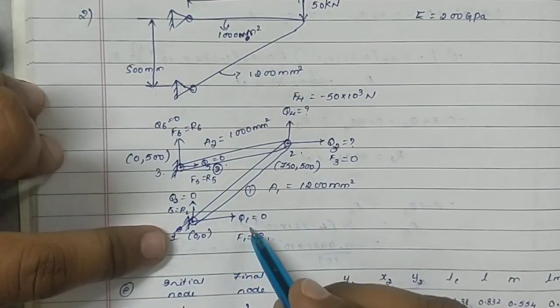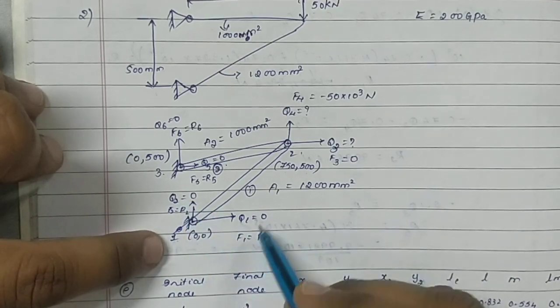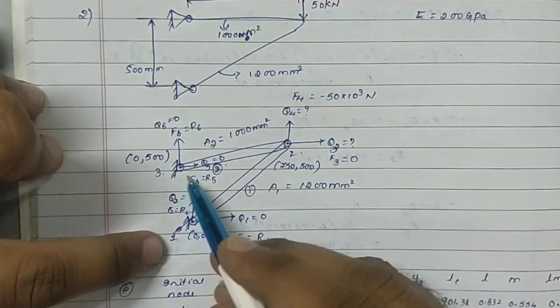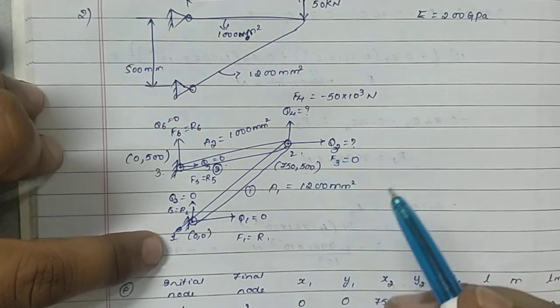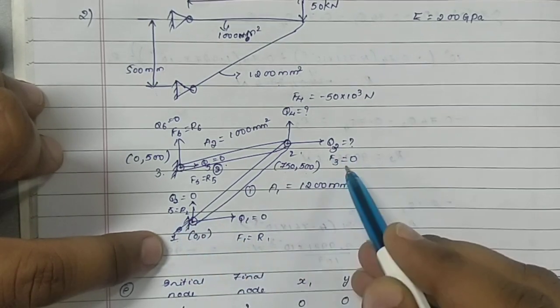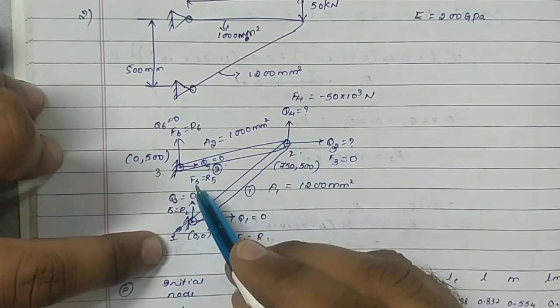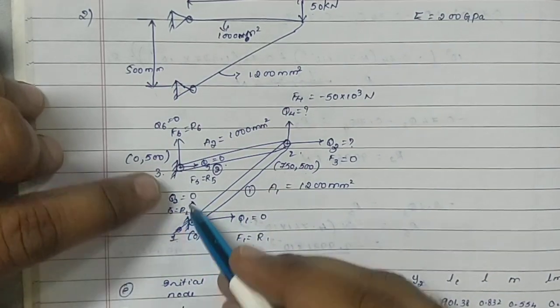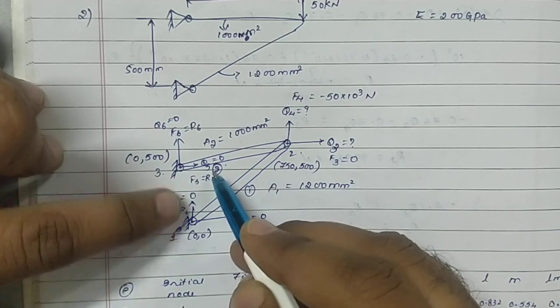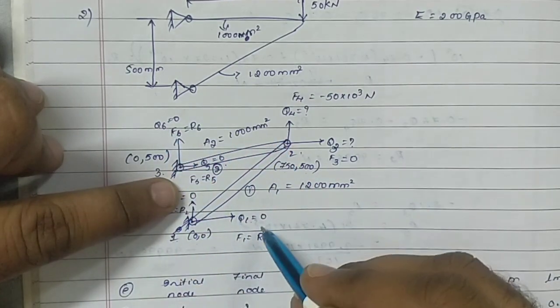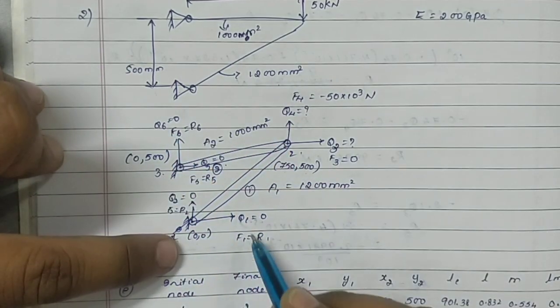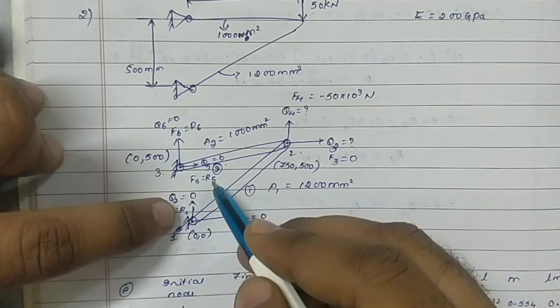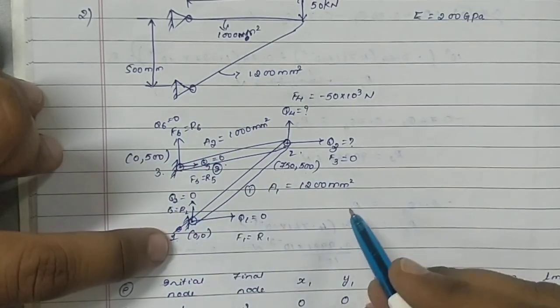Now write the displacements and the forces Q1, Q2, Q3, Q4, Q5, Q6. Okay, forces F1, F2, F3, F4, F5 and F6. This is fixed, so Q1 is 0, Q2 is 0, this is fixed, so Q5 is 0, Q6 is 0. Wherever you have 0, write the reactions R1, R2, R5, R6 straight away.